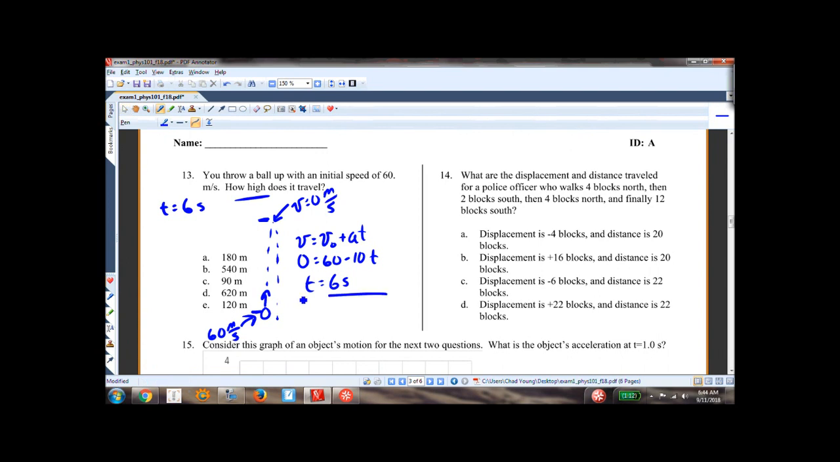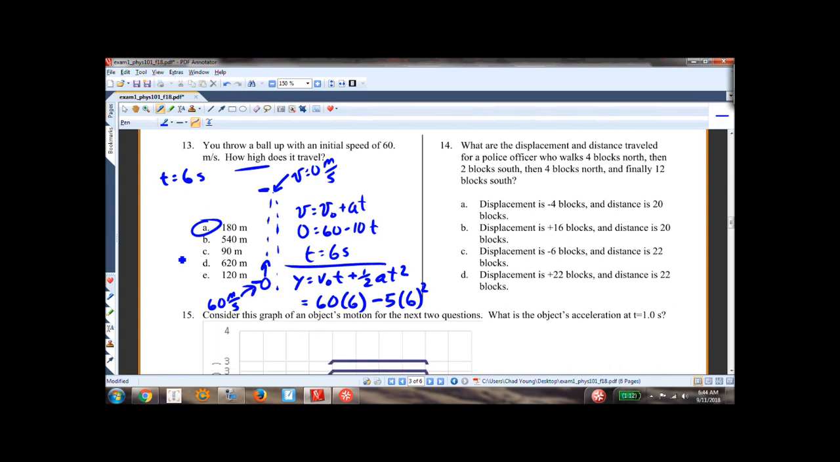So I'm looking for what is Y. V naught T plus 1/2 AT squared. That's going to be V naught is 60 times 6 minus 5 times 6 squared. That's 3,600, excuse me, 360 minus 180. So 13 should be A.